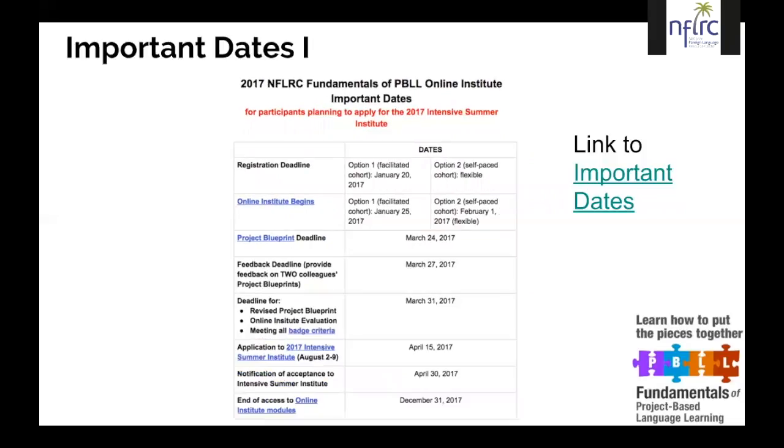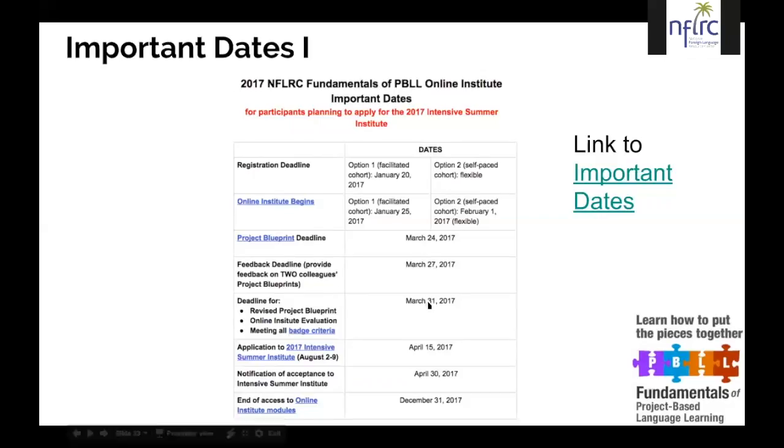So make sure if you're applying for Summer Institute, focus on page 1, the due dates. And this is what you're looking at. If you're applying for Summer Institute, the due date for you to finish your project blueprint for review is March 24th. And then the due date for you to receive and give feedback to 2 other participants is March 27th.